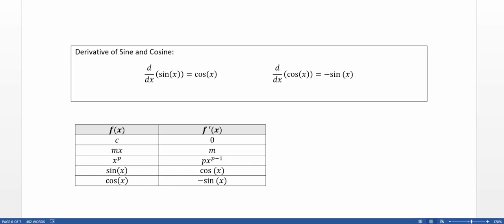Similarly, we also have the derivative of cosine. The derivative of cosine is going to be negative sine. So we can add those to our formula list so that now we'll have 5. So let's do some practice problems now that we know the derivative of sine and cosine that include those.